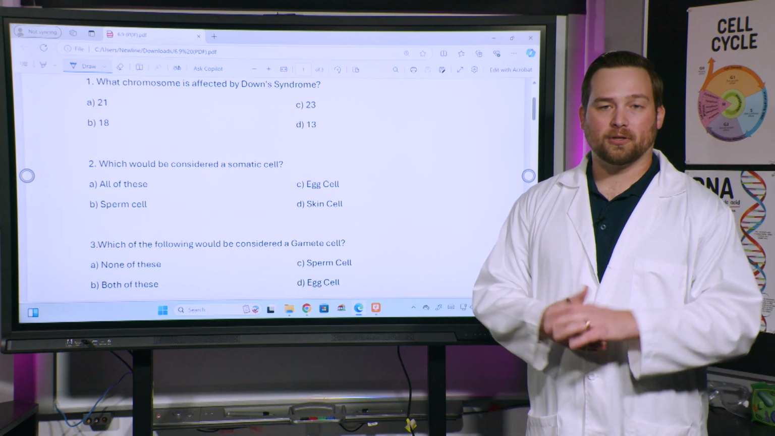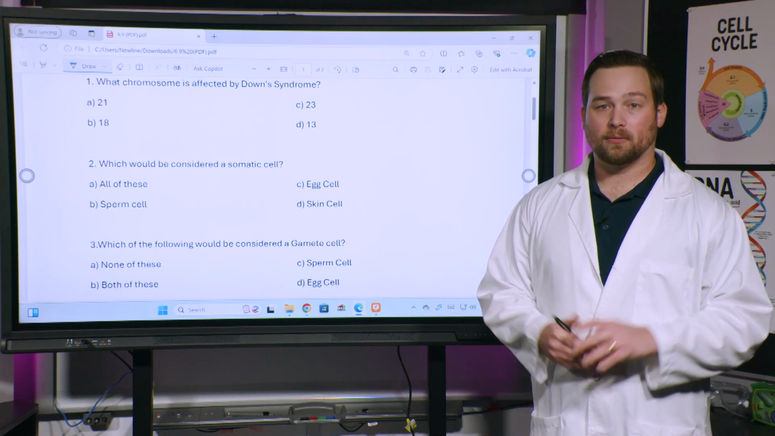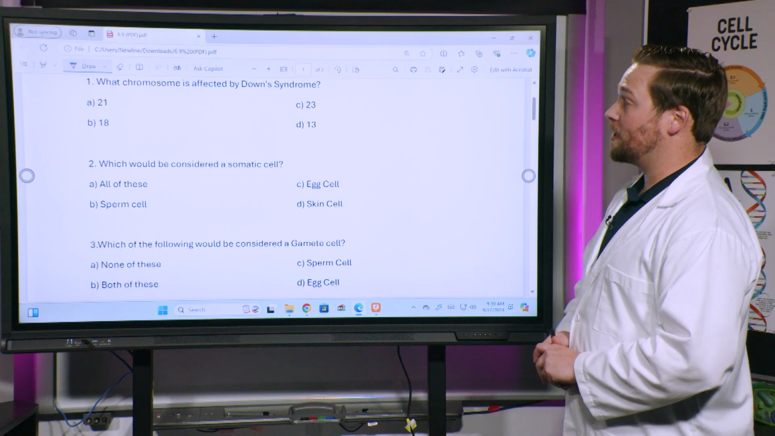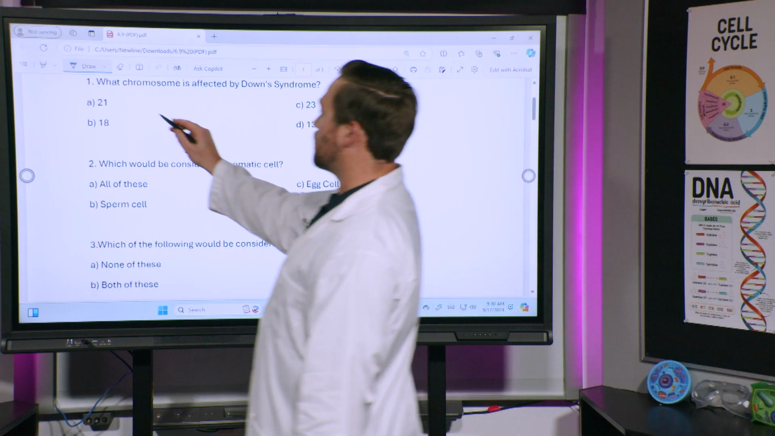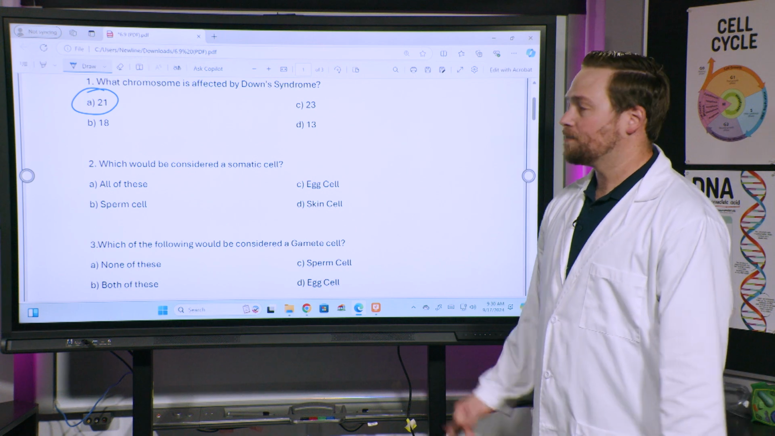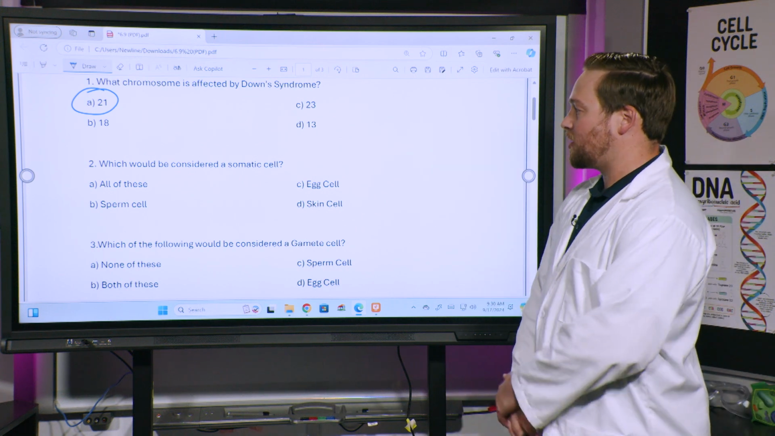All right, so let's go ahead and review these together and see what we remember from this unit. So let's go ahead and get started. Number one says, what chromosome is affected by Down syndrome? So think back to it, Down syndrome, it has another name, it's trisomy something. Well, if you have Down syndrome, you have 3 21st chromosomes, okay? So trisomy 21 and Down syndrome, different names for the same thing.